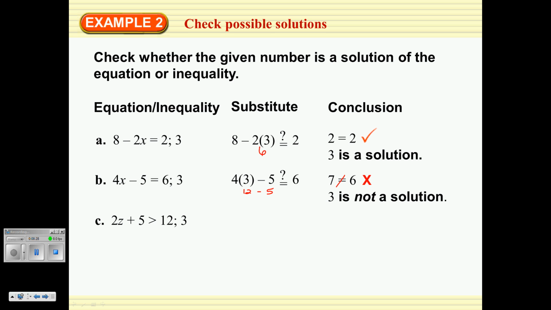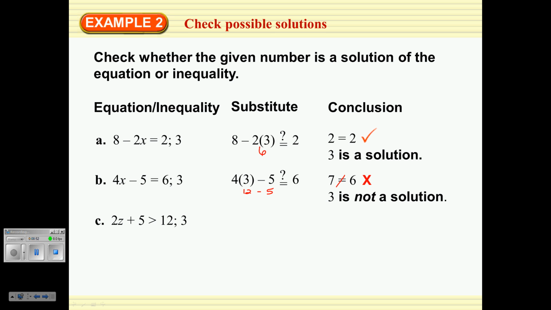Letter C, 2z plus 5 is greater than 12, and then we use 3. Now, you guys, the semicolons are not part of these equations. They are just showing you the end of the equation or the inequality and the number you're substituting, just FYI. I had students last year that were like, what does the semicolon mean? It doesn't mean anything except that it's the end of the equation or inequality.